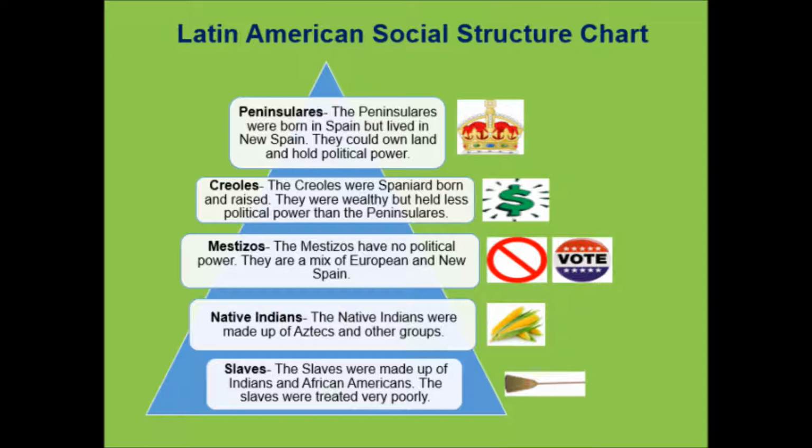Next is the Native Indians. The Native Indians were made up of Aztecs and other groups. For our symbol, we have corn to represent that they made corn as one of their crops.